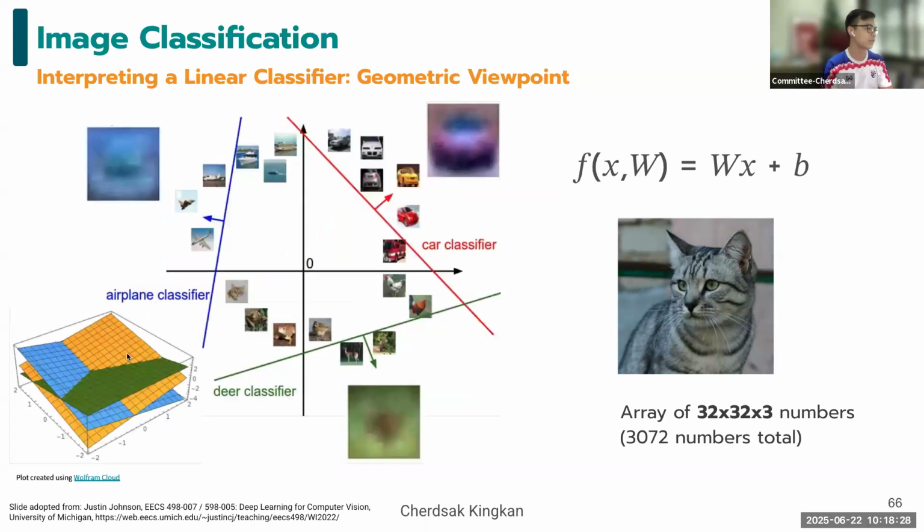If you plot this in a higher-dimensional space, you will get a hyperplane that separates each class. That's what it means that we can interpret the linear classifier from different viewpoints.